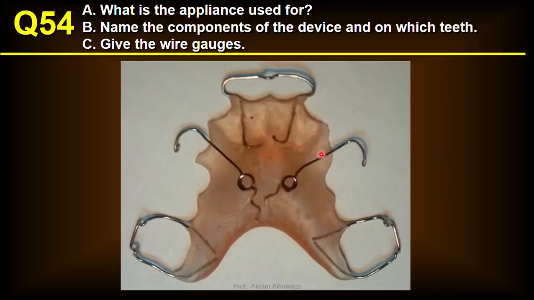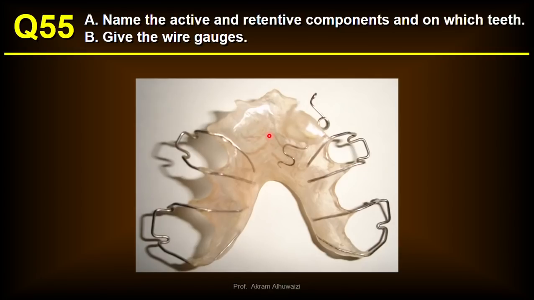What's the appliance used for? Retraction of the canines. Name the components, the devices, and the gauges. Here there's an Adam clasp on the 6s, also of 0.7 mm hard stainless steel wire, a self-supported simple finger spring on the canines, made out of 0.6 mm hard stainless steel wire, together with the fitted labial arch on the central incisors, made out of 0.7 mm hard stainless steel wire.